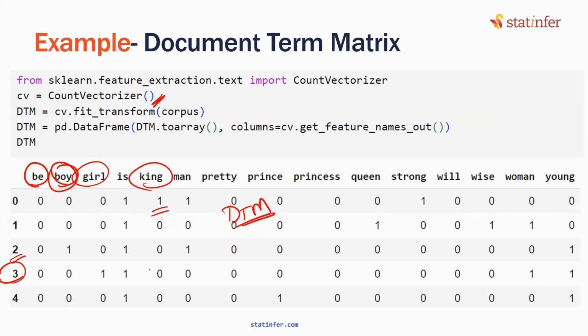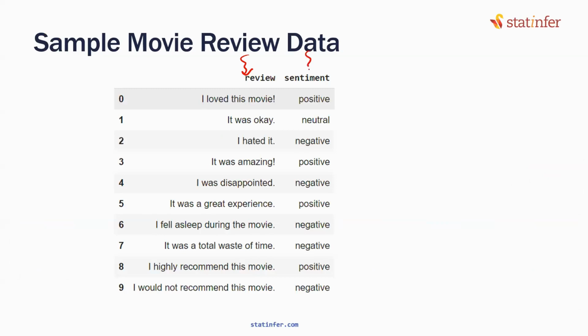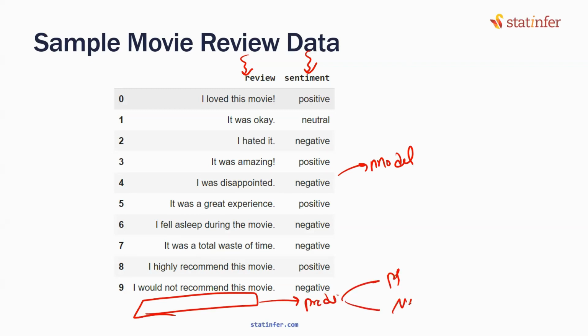For example, if I'm doing sentiment analysis on movie review data, I'll have the review, I'll have the sentiment, and then I'll build a model on this. Next time when you give a review, using this model I can predict what the sentiment is, whether it is positive or negative.